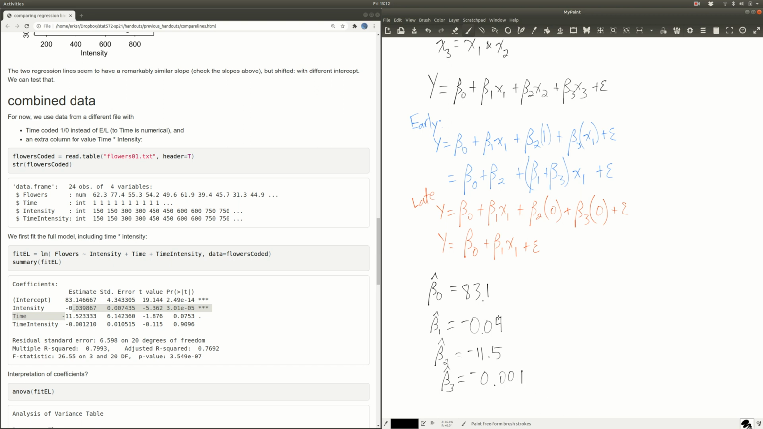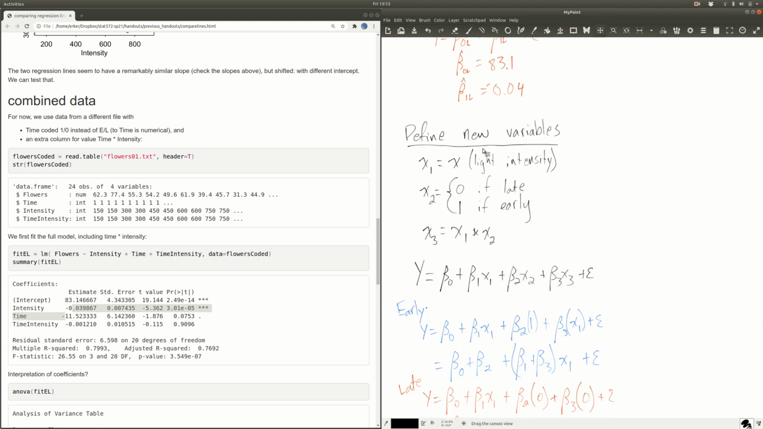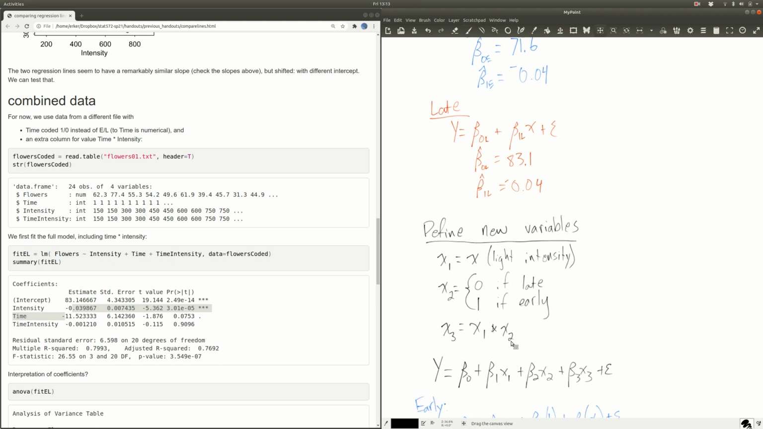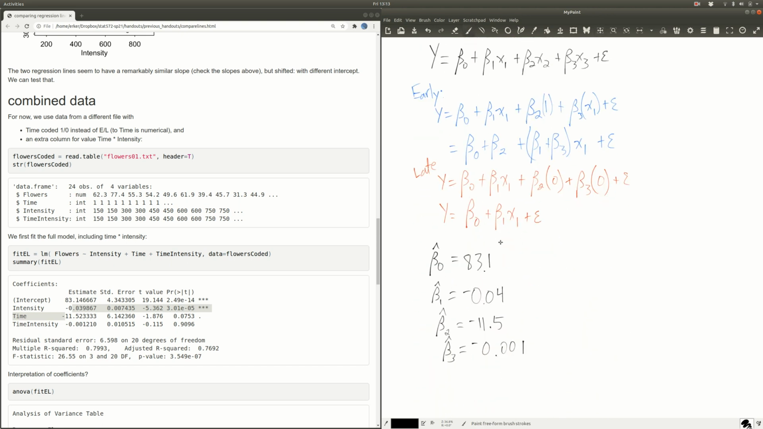Okay, let's take a quick look at our previous estimates. First, just beta naught and beta 1, right? Those are the coefficients for the late model. And we have 83 and negative 0.04. So we've actually fit the late model right here. These are the estimates for the late model.